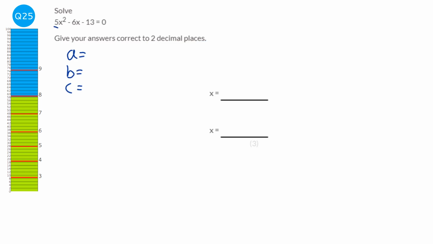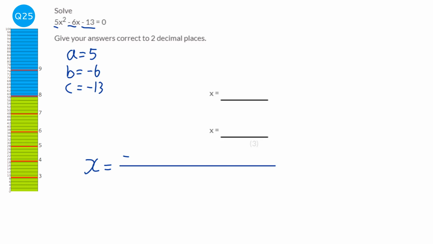And a is the number before the x squared, the coefficient of the x squared, which would be 5. B is the coefficient of the x, which would be minus 6. And then c is the number left over at the end. So we're going to write the quadratic formula, but with our values in it.